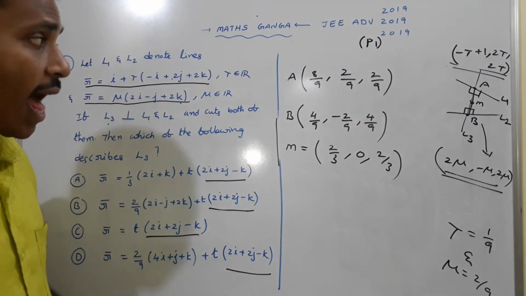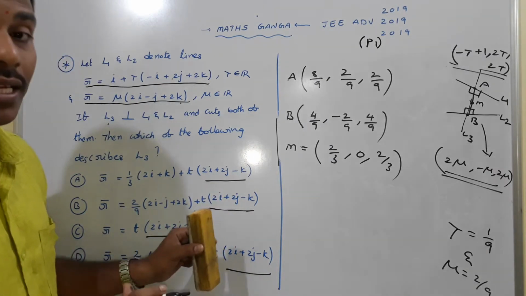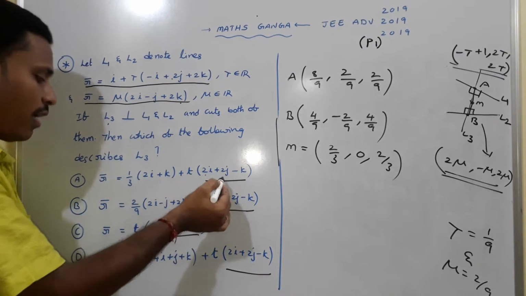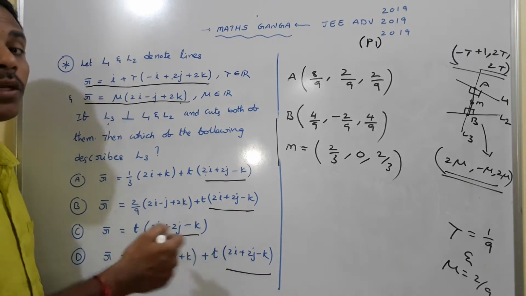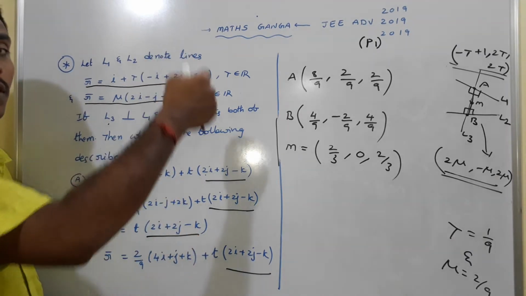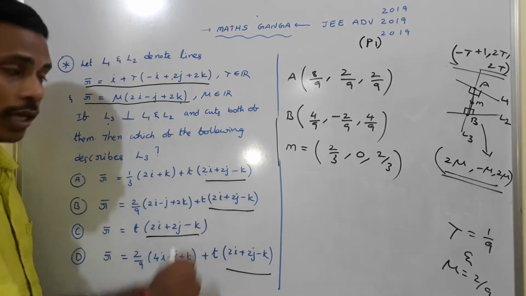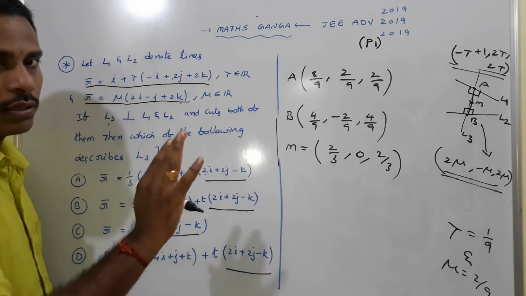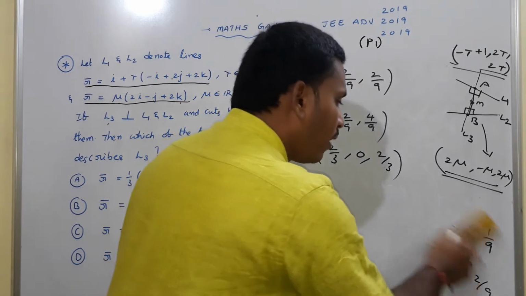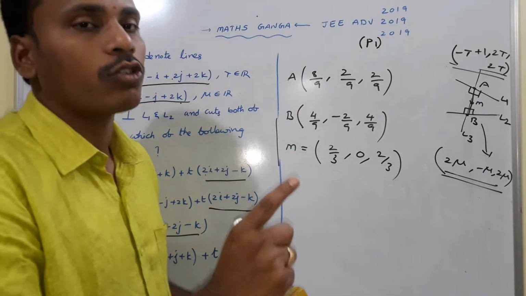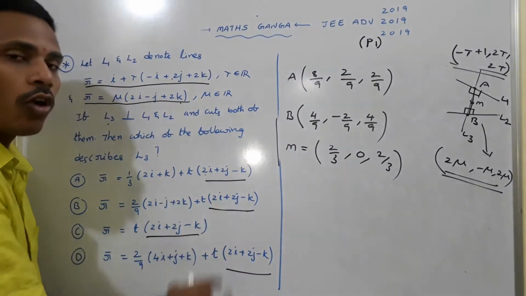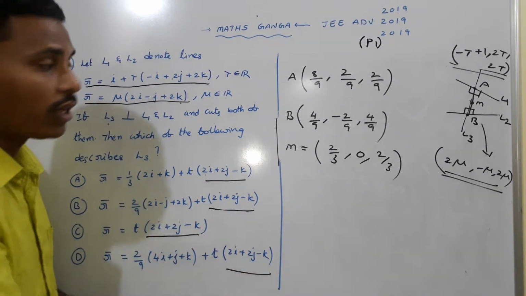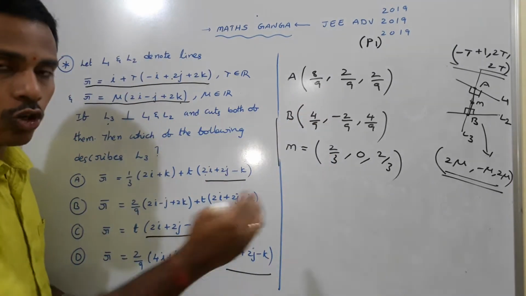So I have points on L3 as A, B and M, and already I have DRs. So with respect to DRs, every option is possible. Now with respect to points, I am going to check which of the following options satisfies any of these points. To describe a line, we need one point and DRs of that line. Already DRs of all these lines are same. Then I am going to check which of the following options will satisfy any one of these points.